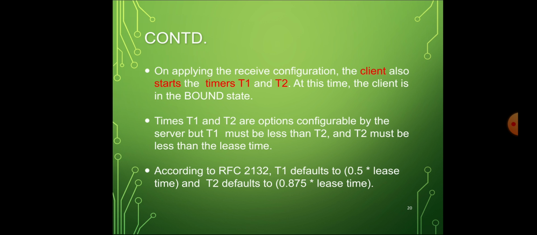This is what explains T1 and T2. We are not going into that much detail. T1 means the first message is sent when 50% of the lease is over, and another message is sent when almost 87.5% of the lease time is over. So there are two default times at which you will receive the messages.